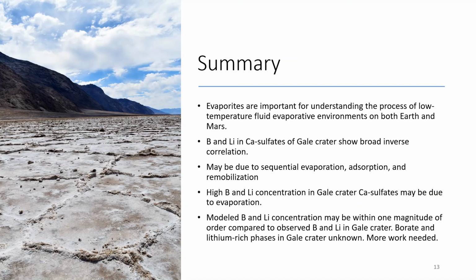So to summarize, evaporites are quite important for understanding the process of low temperature fluid evaporative environments on both Earth and Mars. In Gale Crater, boron and lithium in calcium sulfate veins show a broad inverse correlation, and this may be due to a combination of sequential evaporation, adsorption, and remobilization. Boron and lithium values in calcium sulfates of Gale Crater are high compared to that of terrestrial values, and this may be due to multiple generations of evaporation.